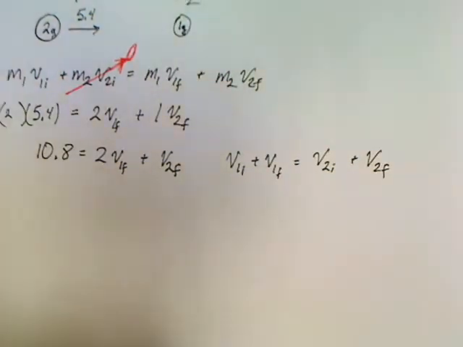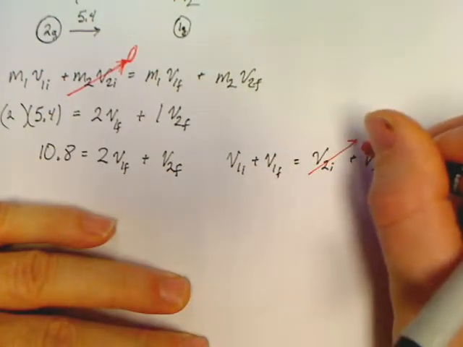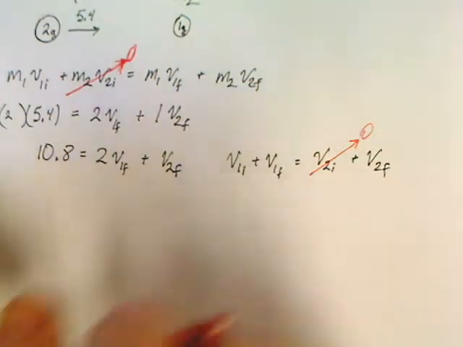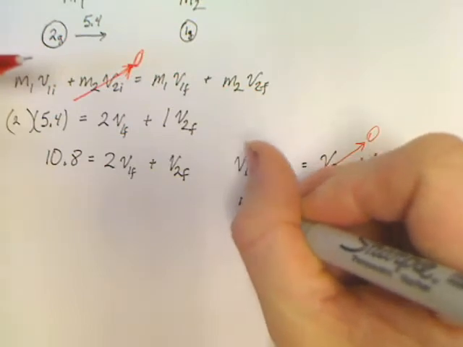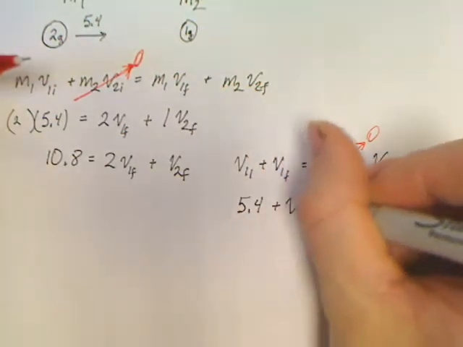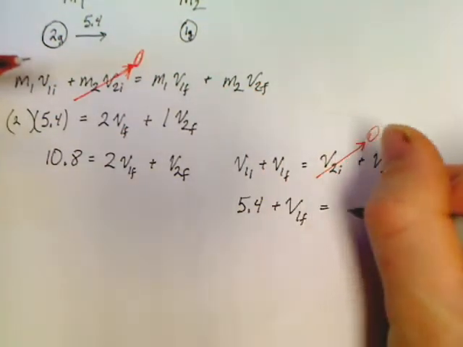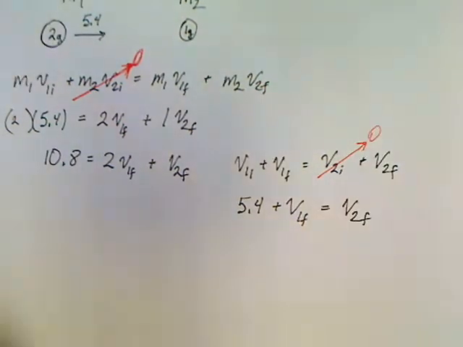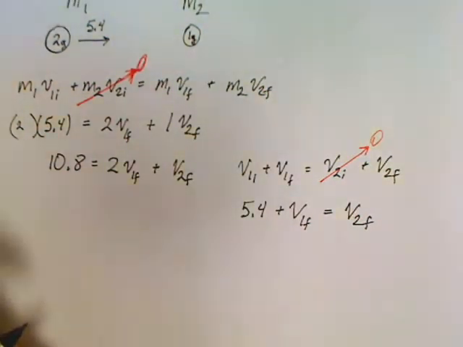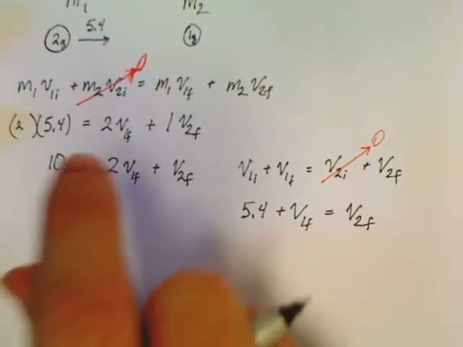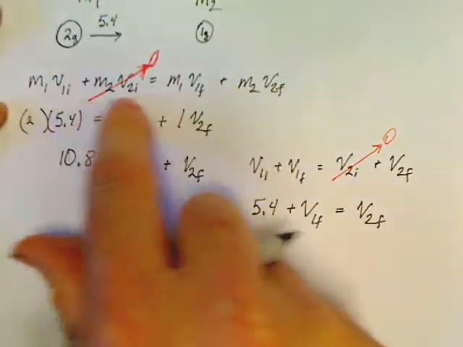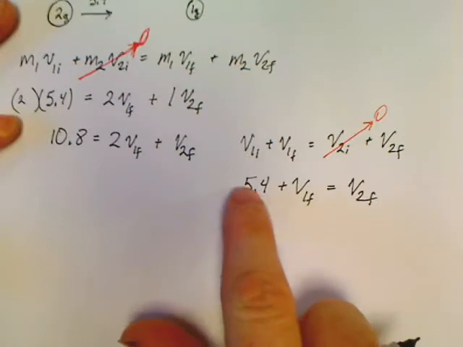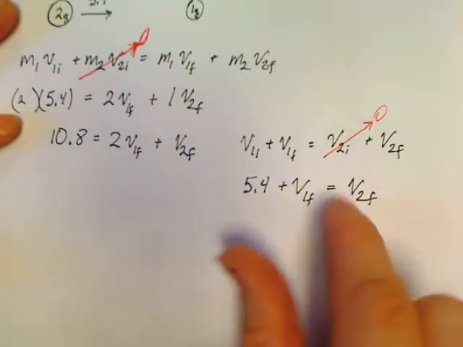Let's take a look. We already know that V2 initial is 0. We know V1 initial was 5.4, so look at this: 5.4 plus V1 final equals V2 final. All you've got to remember is this: if you've got two unknowns, you've got to have two equations. So to work a hit and bounce problem without a final velocity, you need your mv equation, plus you need this 1v equation. And that's it.